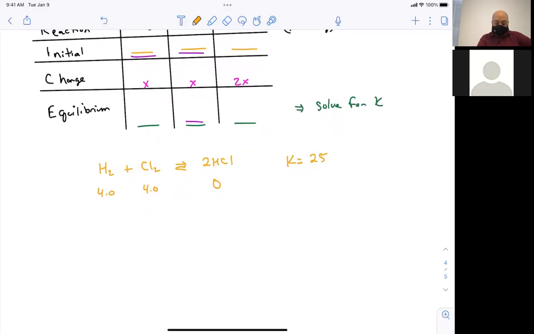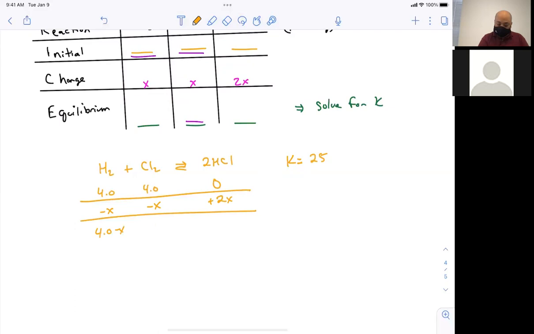Well, we know our change here is minus x, and plus 2x because we have no HCl, so that side has to be positive. And in these RICE charts, if one thing on one side is negative, then everything on that side is negative. And if one thing is a positive, then everything is positive. And so when you're doing the RICE chart here, you get 4 minus x, and then 2x as your totals.